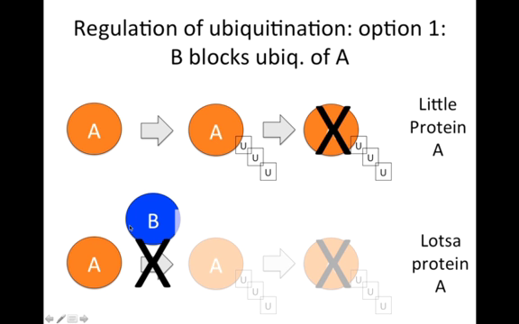Or we can have a negative regulation where protein B is blocking ubiquitination of A. So without protein B, ubiquitin gets added, and we have little protein. Whereas in the presence of B, it blocks ubiquitination, and A stays stable. Right? So just like we saw in transcription, where we can have a protein influencing transcription either positively or negatively, we can regulate ubiquitin either positively or negatively.